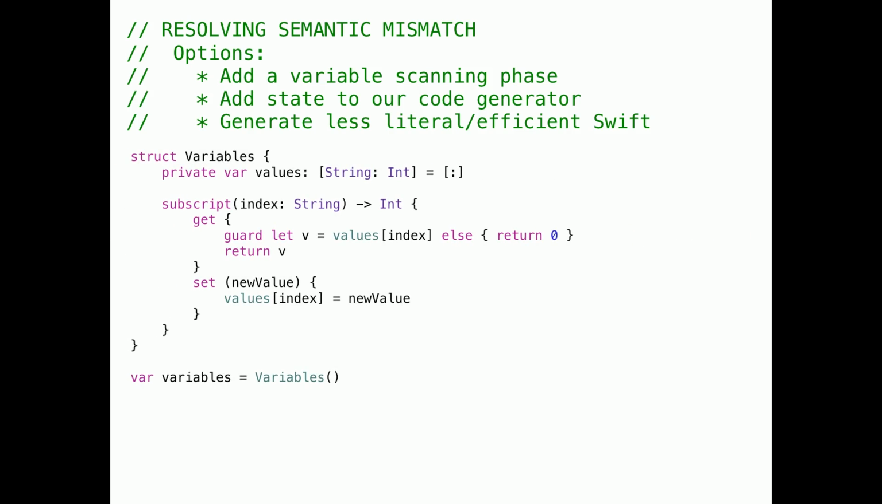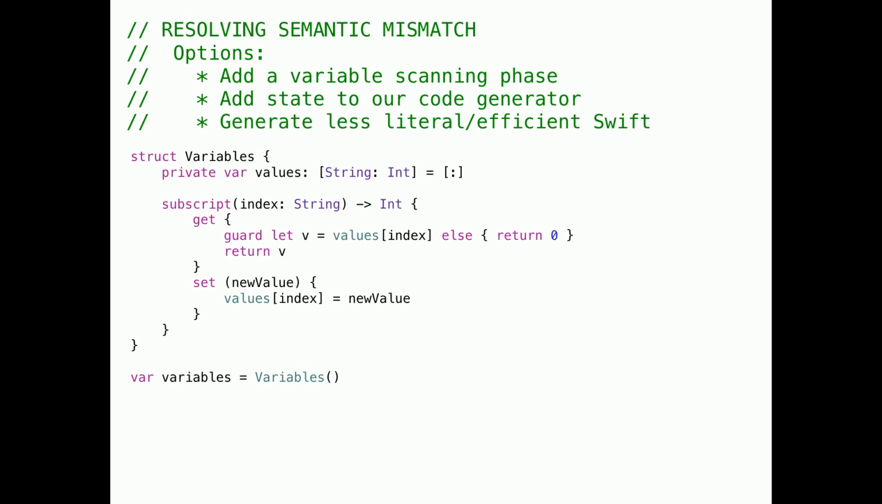So what do I mean by that? Well, what I did was I implemented this little struct called variables. And what variables does is internally it just has a dictionary of strings pointing to integers. And it implements custom subscripts where you can put in a key and get the value back. But if the key isn't there, instead of returning nil, instead of returning an optional, it always returns an int. And if the key isn't there, it returns a 0.